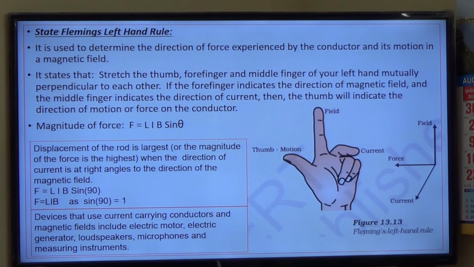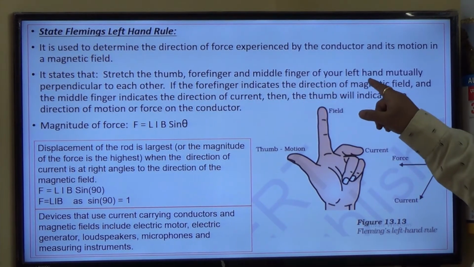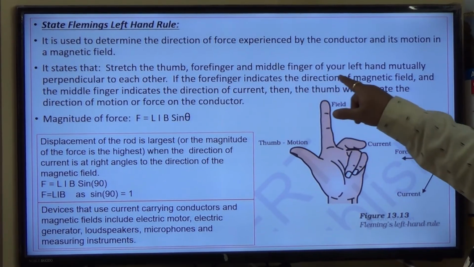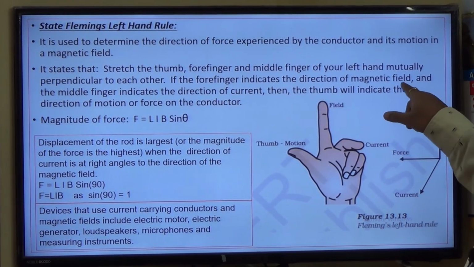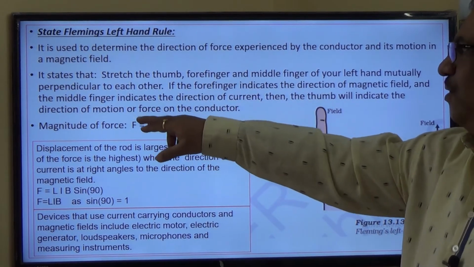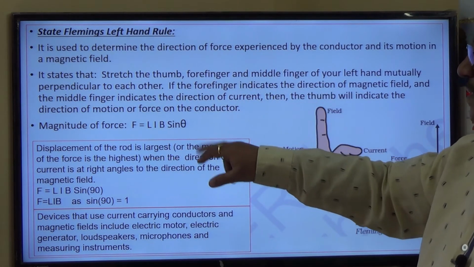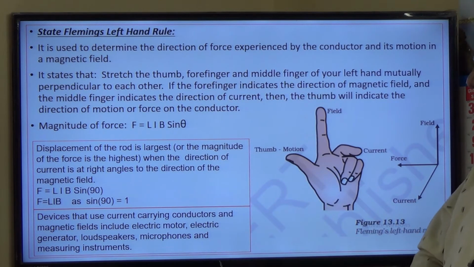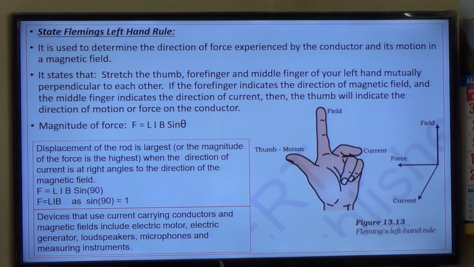Next slide talks about Fleming's left hand rule. It states that stretch the thumb, forefinger and middle finger of your left hand mutually perpendicular to each other. If the forefinger points towards the direction of the magnetic field and the middle finger points towards the direction of the current, then the thumb gives the direction of motion or force experienced by the conductor. And the magnitude of the force is given by F = B I L sin theta, L length of the conductor, I current, B magnetic field strength, and theta is the angle between I and B, important. So these are the things which you can note down.